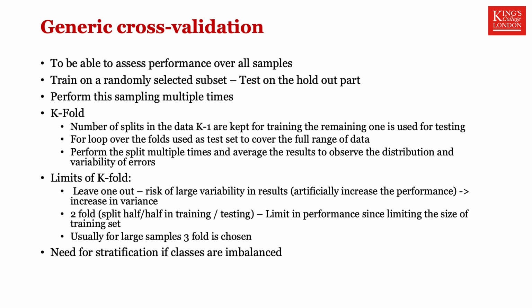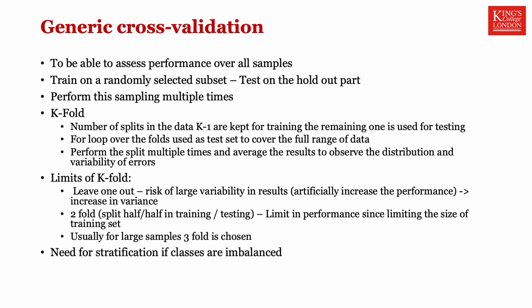You need to remember as well that if your classes are imbalanced, and you know the expected proportion, you need to stratify your classes, because otherwise your results will be completely inconsistent. You need to have a relatively similar way of splitting the different classes or groups across the different subsets. So that's the generic cross-validation as you know it from previous applications.